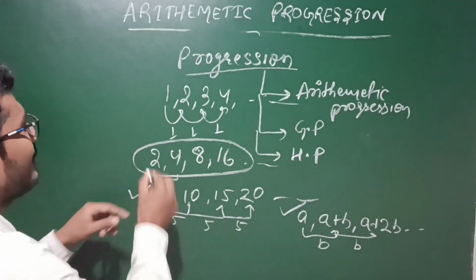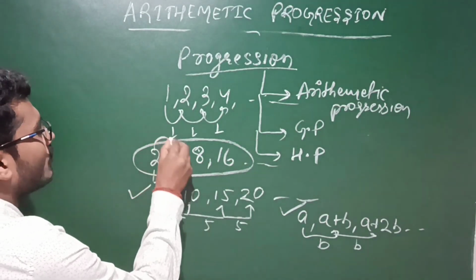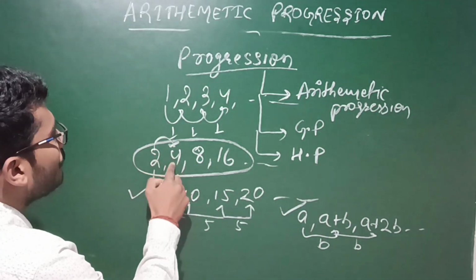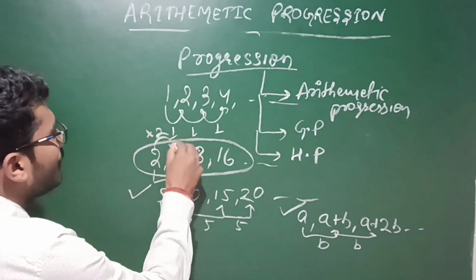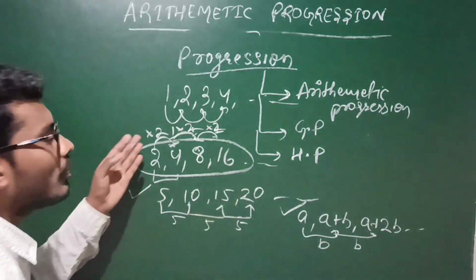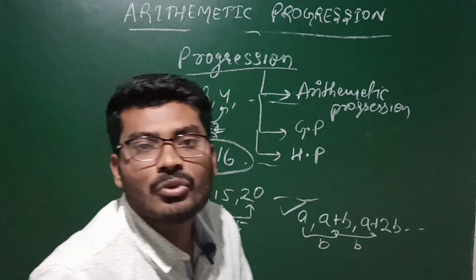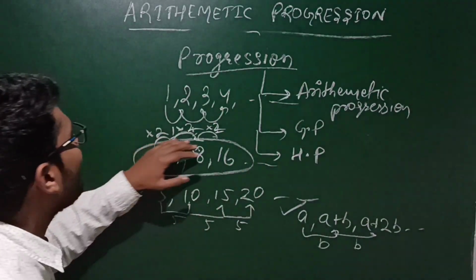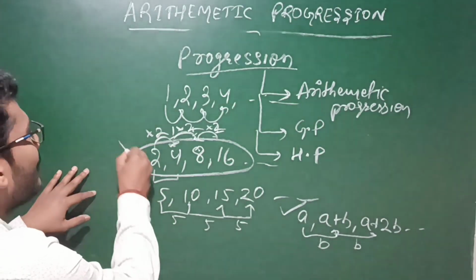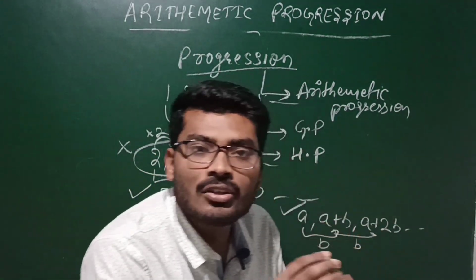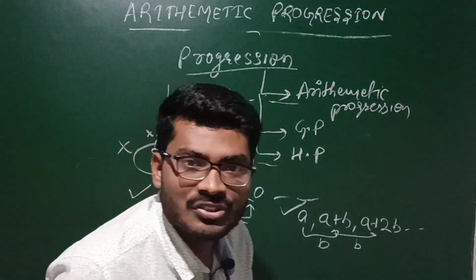Why? Because here 4 is the square of 2, or we can obtain 4 by multiplying 2 by 2, 8 by multiplying 4 by 2. It follows a definite pattern, but we do not add a constant value. Rather, we have to multiply by 2. So this is not an AP. For an AP, we have to obtain the next term by adding a constant value to the previous term.